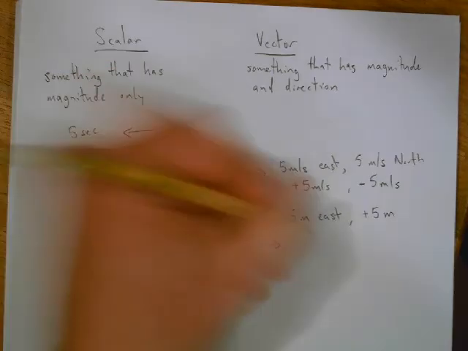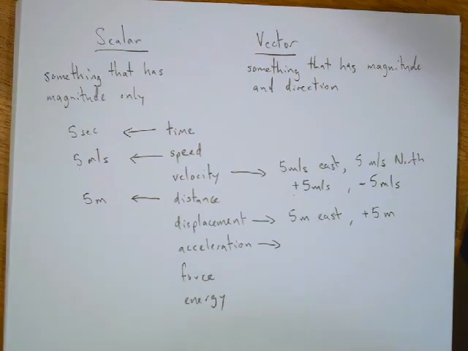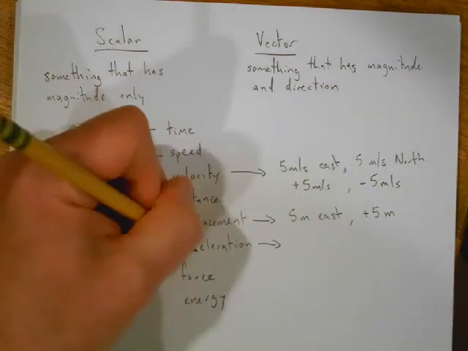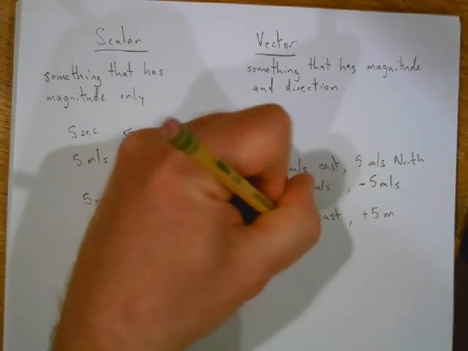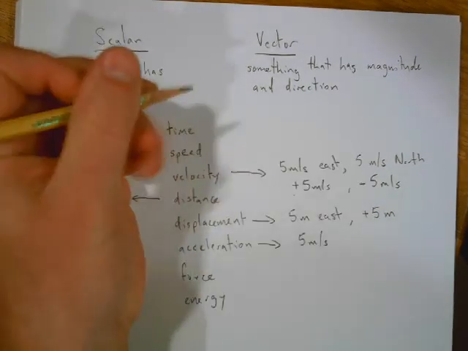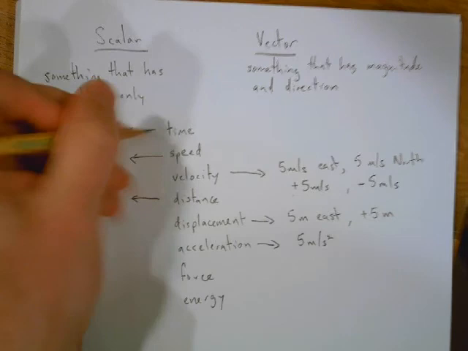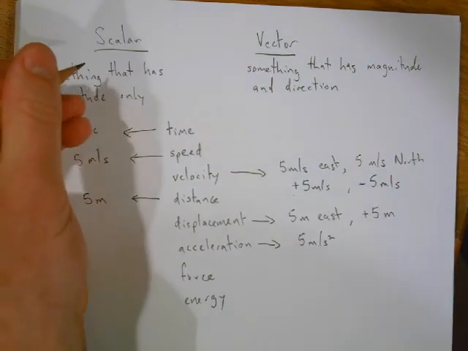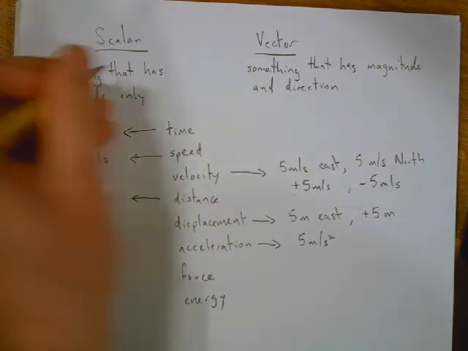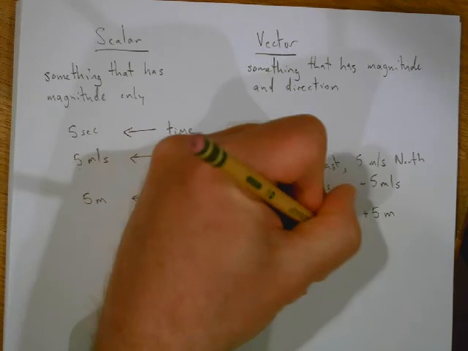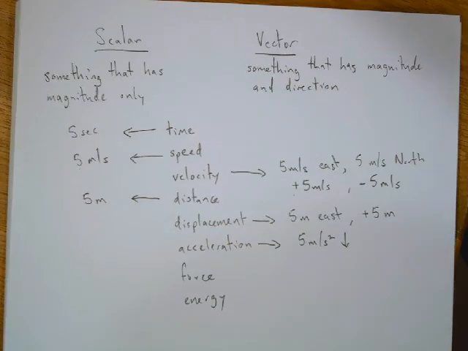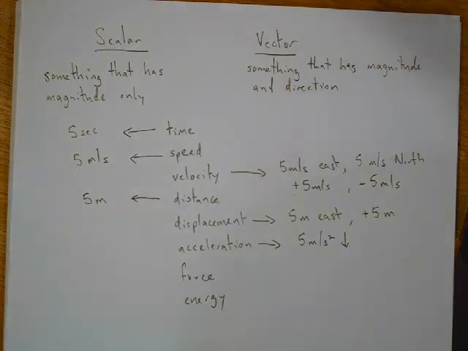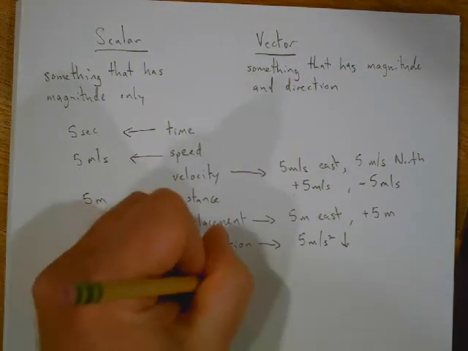Acceleration, and we'll talk more about this later on, would be a vector. So acceleration is going to be 5 meters per second squared. But an easy way to think of this would be the acceleration due to gravity. Which way does the acceleration due to gravity point? Oh yeah, it points down. So it has direction.